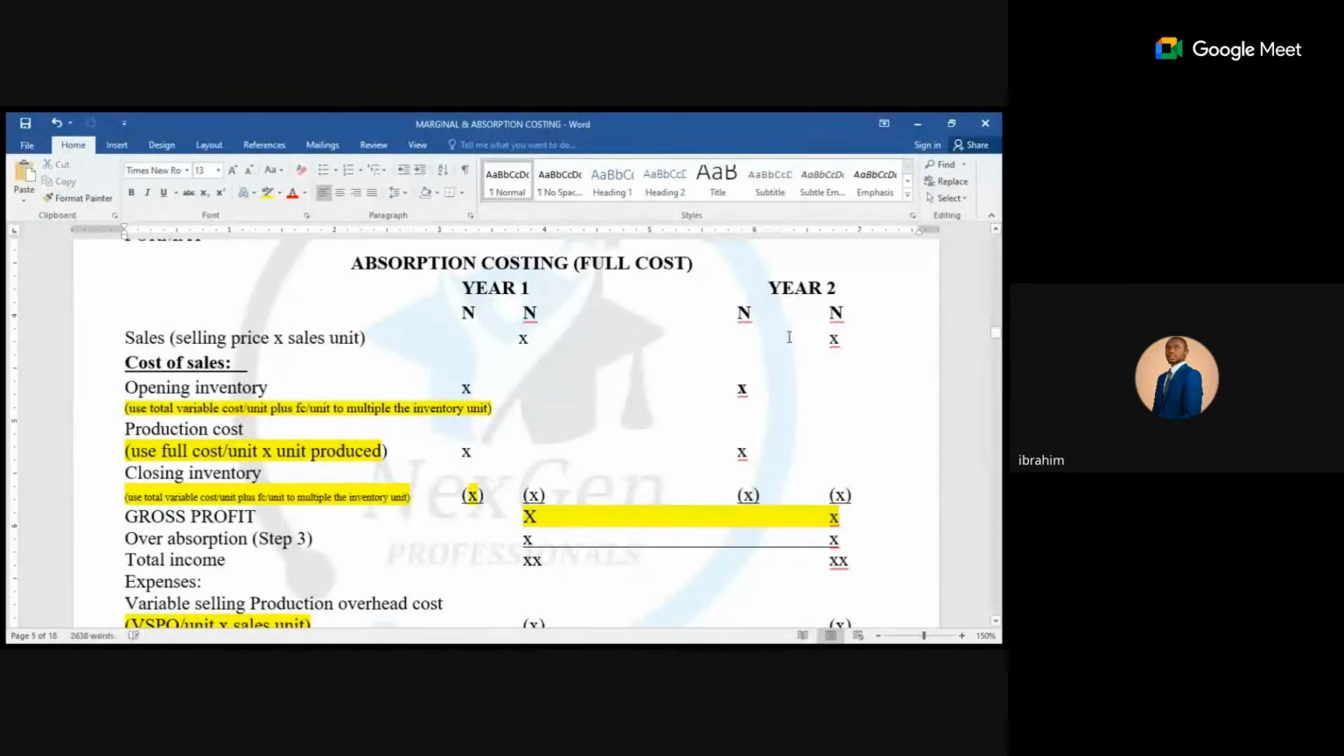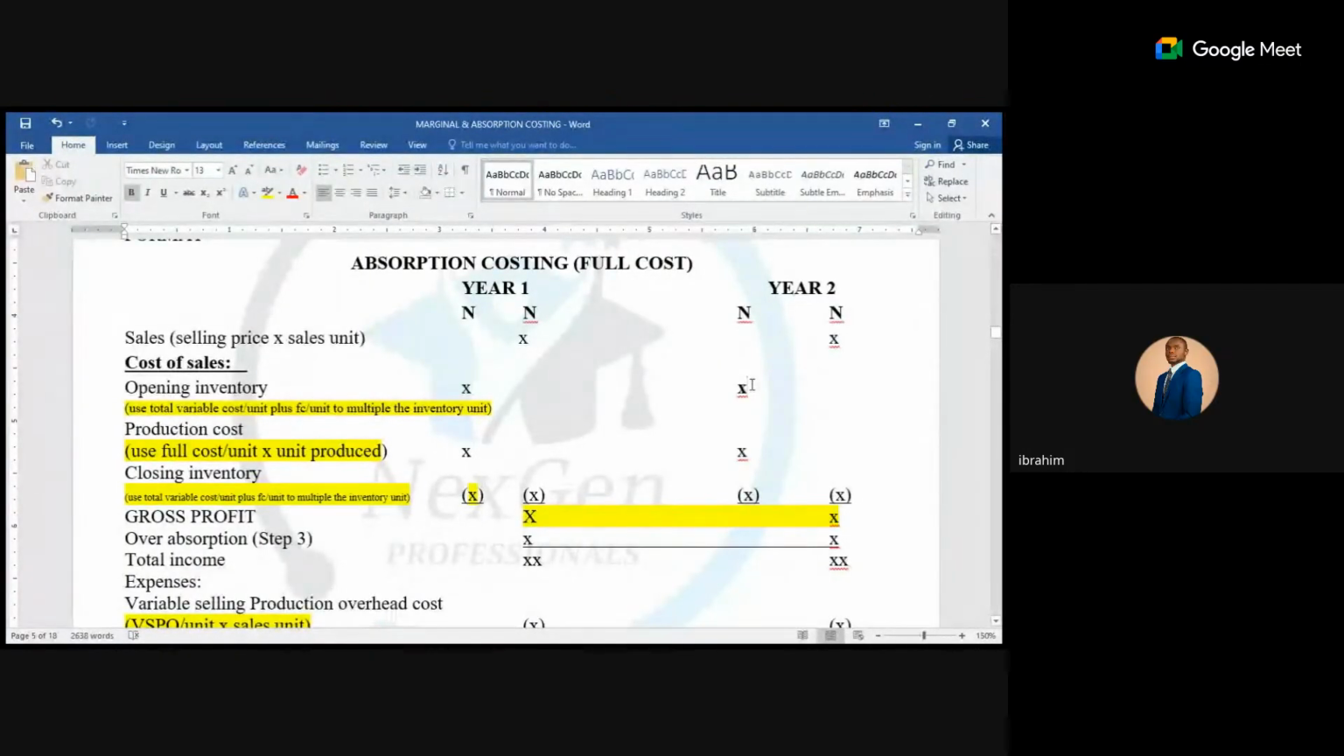Now, you move to the next year, maybe year 2. Maybe you are given 2 years. Class, the selling price of year 1 may be different from year 2. It depends. The sales units of year 1 may be different from year 2, according to the question. Is that not so? Now, you still multiply by the sales units.